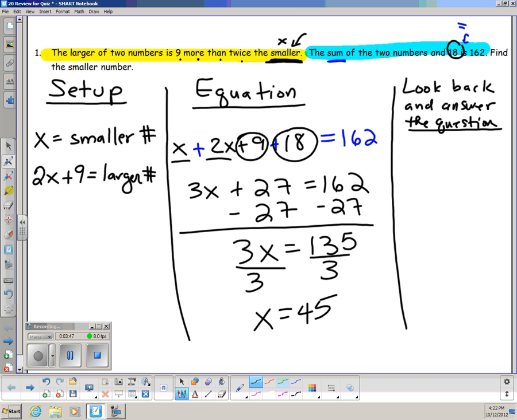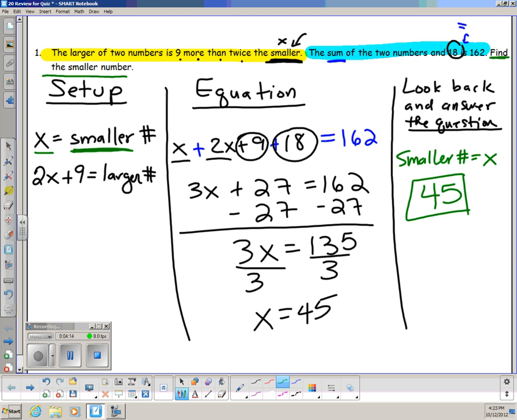The third column is to look back and answer the question. I know x is 45. The question asks me to find, and find is another good word to underline, the smaller number. So I look back and I say, oh, look, here's my smaller number in my setup column. It was just x, and x is 45. So the smaller number is 45.